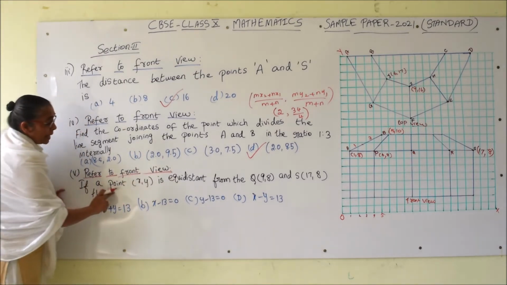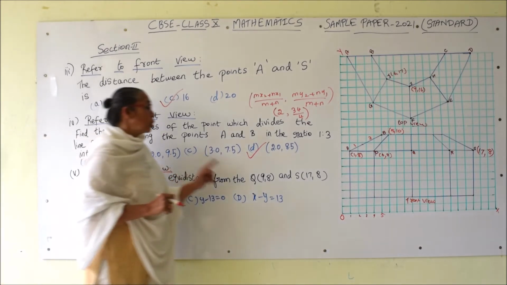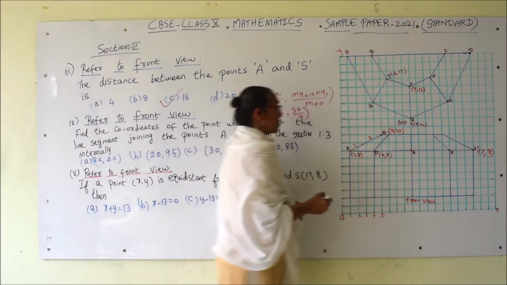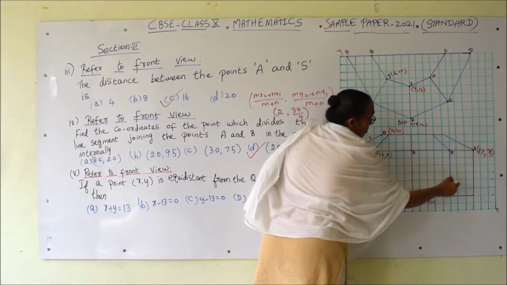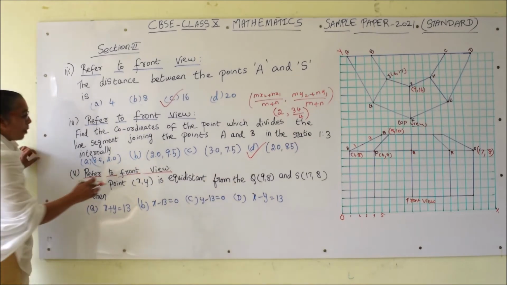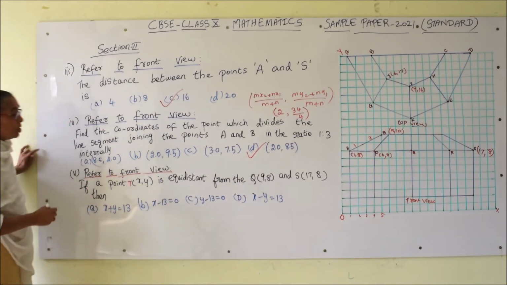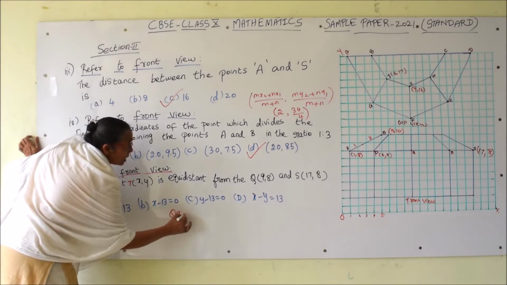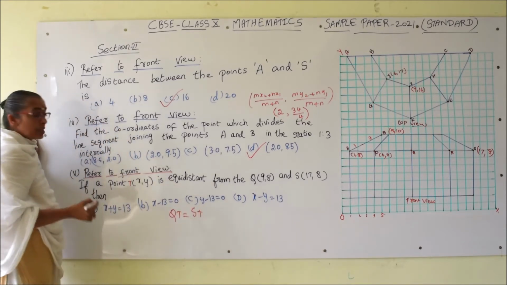If a point x comma y is equidistant from the points Q 9 comma 8, so this is Q, and S 17 comma 8. So there is a point which is equidistant from these 2 points. We do not know about the point, that point is given here as x comma y. Consider the point as, suppose, T. So according to the given condition here, your QT must be equal to ST. So we have to use the distance formula.